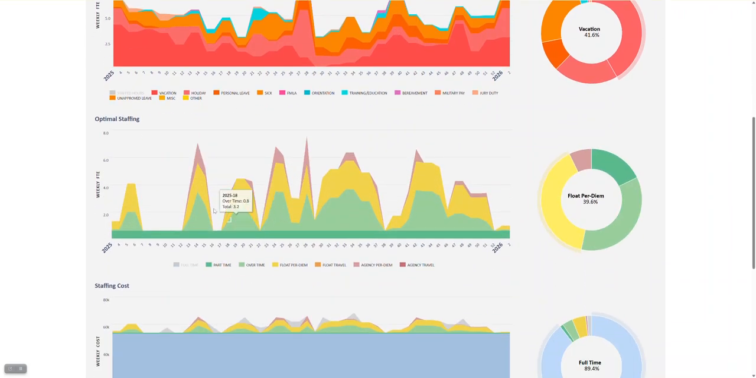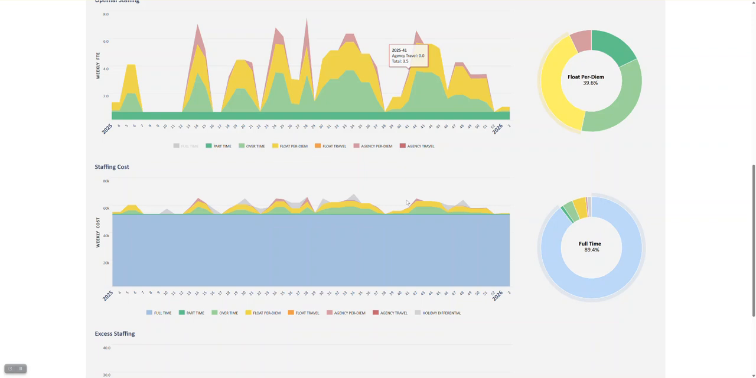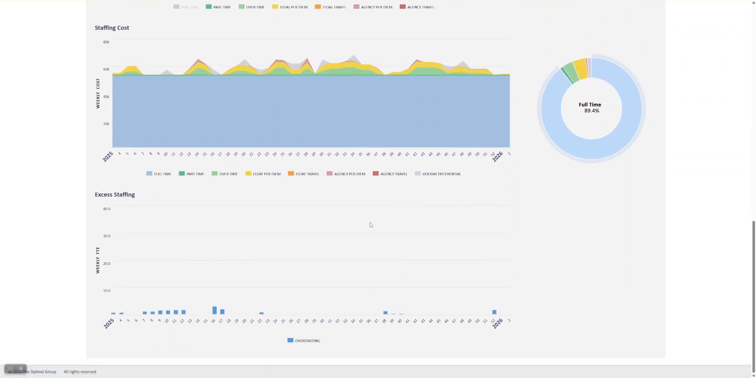Here I could take out full-time and see where we're going to largely use part-time, where the overtime would occur, floats, per diem, travelers, etc. And then in the end, again, I will still have some small amount of overstaffing like we already saw in the previous step, and it gets recorded here so we can know about it.